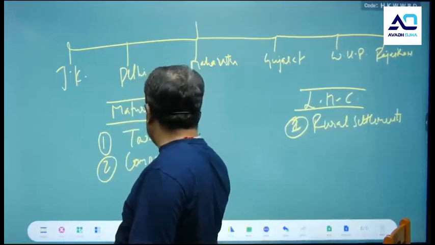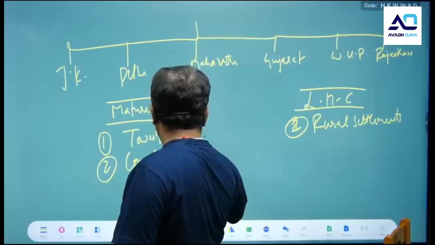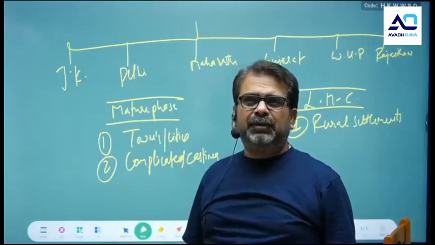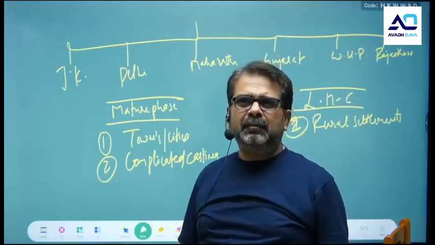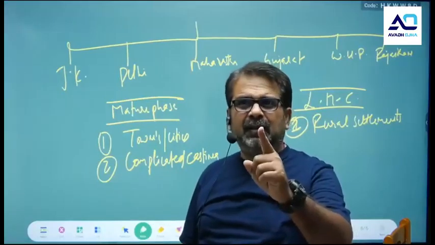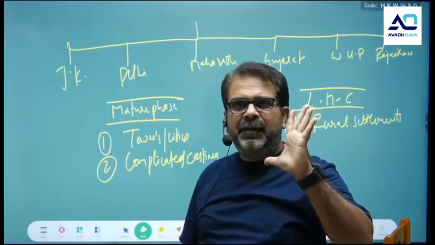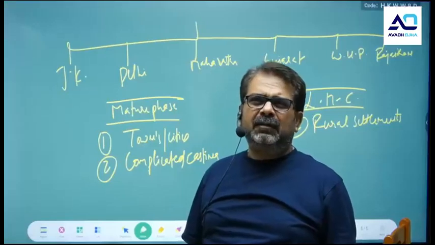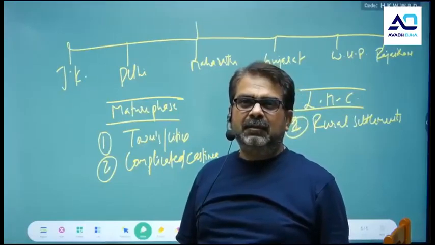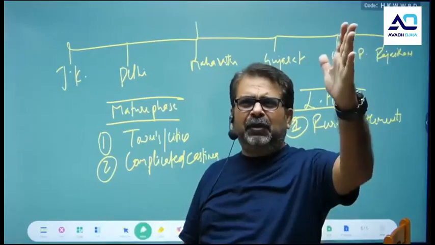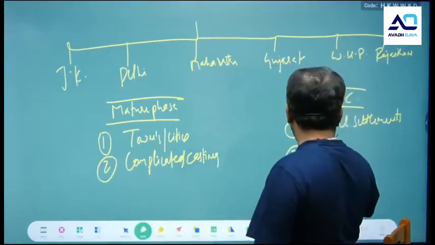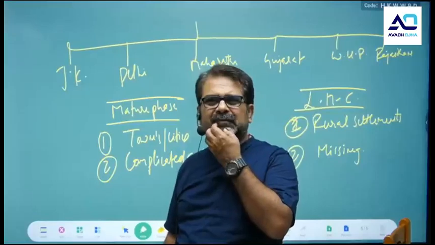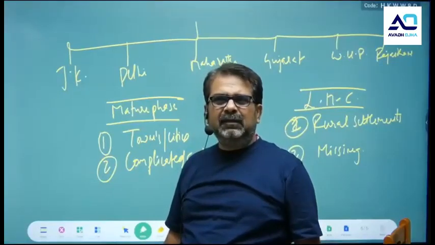Complicated casting of metals: bronze, copper, silver, and it shows complicated casting, advanced technology. Iron is missing. This is missing here.